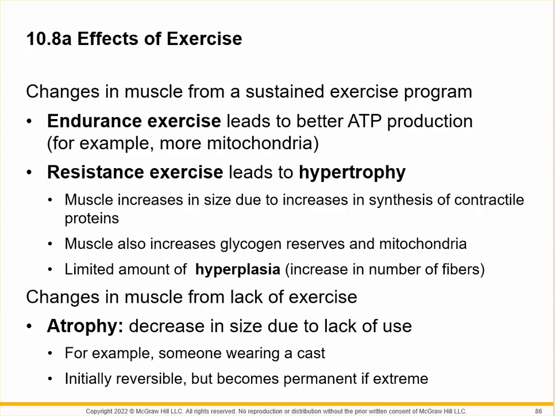You'll see it in people that end up in wheelchairs and things like that. There'll be atrophy of the calf muscles, etc. If it's really extreme, it becomes irreversible. The atrophy gets to the point where the muscle fibers die, and then they can't be brought back.